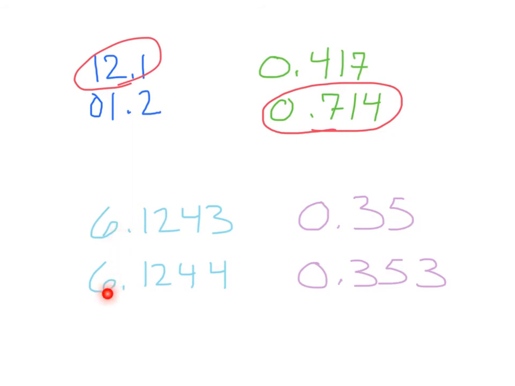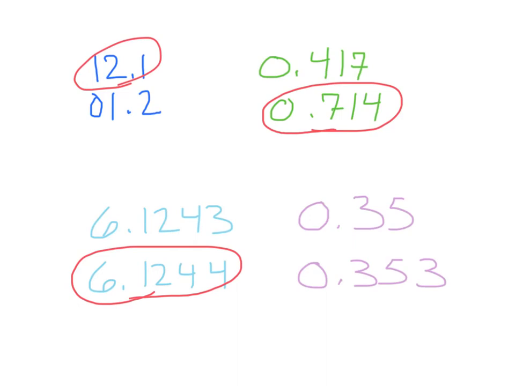Moving on down, we've got 6.1243 and 6.1244. Starting at the ones, these both have a 6. We move to the tenths, they both have a 1. Moving on, they both have 2. Next, they both have 4. Here we have a difference, all the way in the 10,000ths column. Here we have 3 10,000ths. Here we have 4 10,000ths. So our bigger number is going to be this bottom one because 4 is bigger than 3.